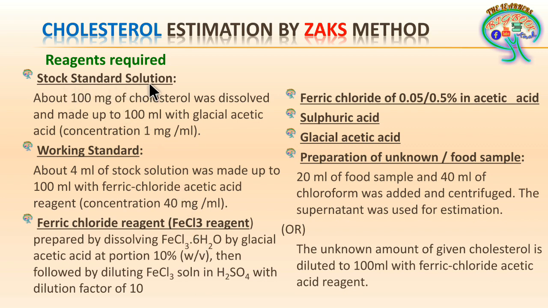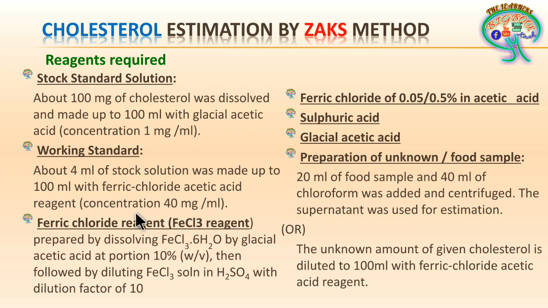The stock reagent is the standard one, where we use 100 mg of cholesterol, dissolved and made up to 100 ml with glacial acetic acid. The concentration will be 1 milligram per ml. The same is used to prepare the working standard, where 4 ml of the stock solution is made up to 100 ml with ferric chloride acetic acid reagent. This will be 40 microgram per ml.